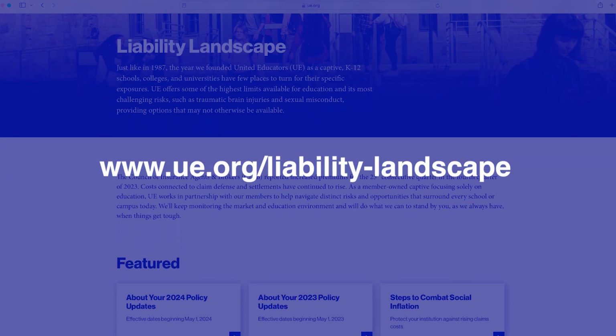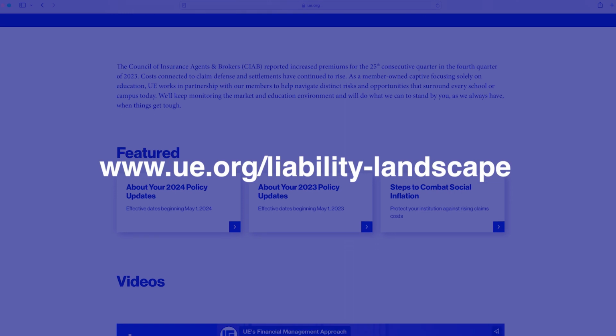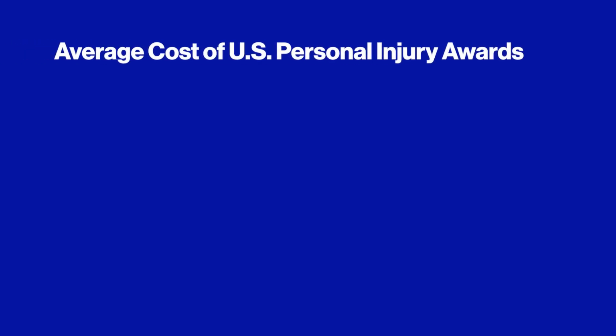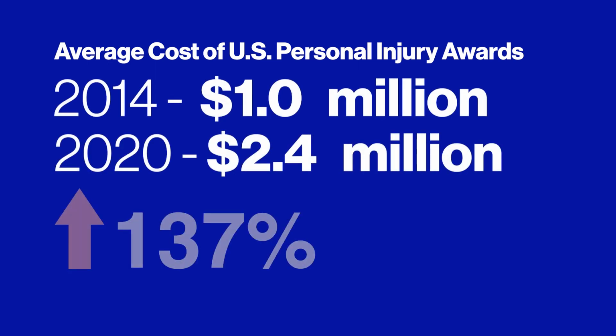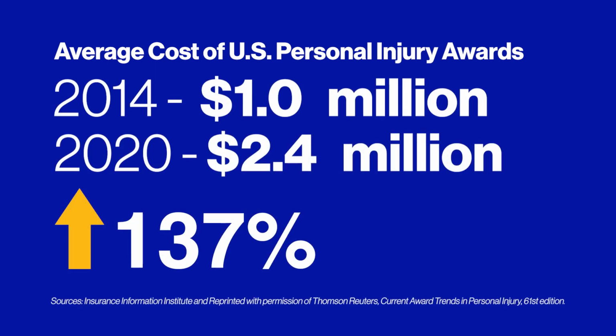If you'd like to learn more, we have resources on our website. You can also find key takeaways from publicly available information that may explain the upward spikes. For example, from 2014 to 2020, the average cost of U.S. personal injury awards jumped 137%. Bottom line, it's a tough environment for educational institutions facing litigation. Now Rick's going to explain how UE member claims fit in the broader context.